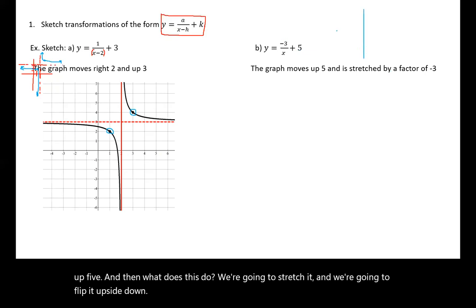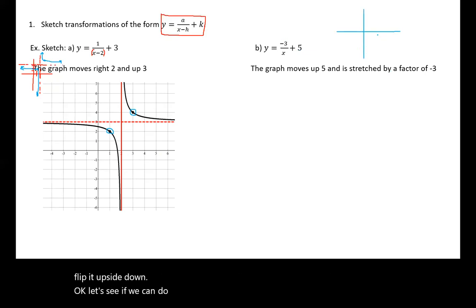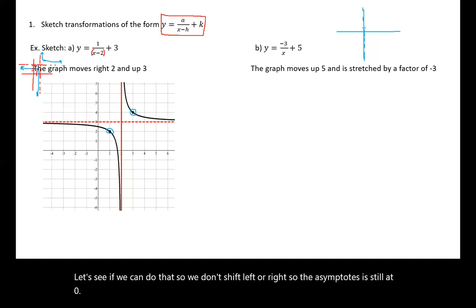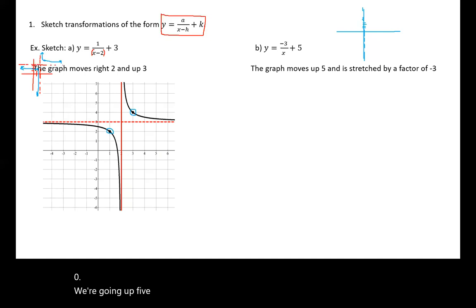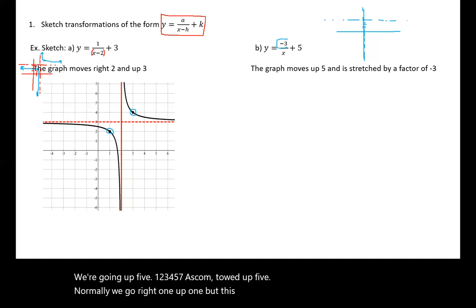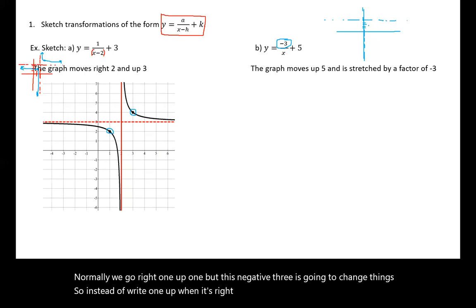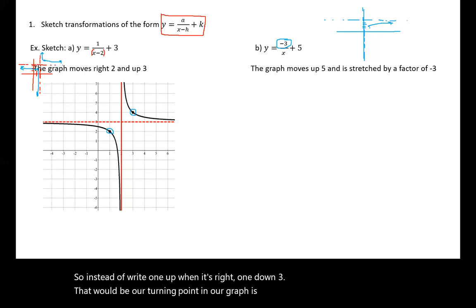Okay, let's see if we can do that. So we don't shift left or right, so the asymptote is still at 0. We're going up 5. 1, 2, 3, 4, 5. So an asymptote up 5. Normally we go right 1, up 1, but this -3 is going to change things. So instead of right 1, up 1, it's right 1, down 3. That would be our turning point, and our graph is upside down.